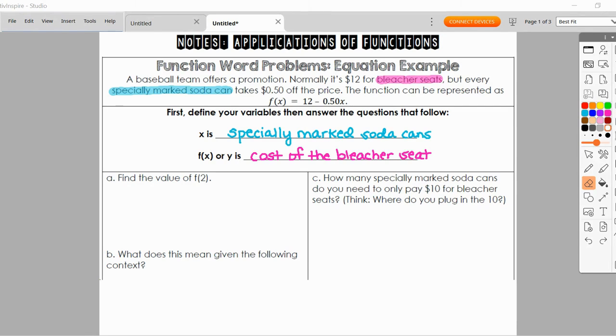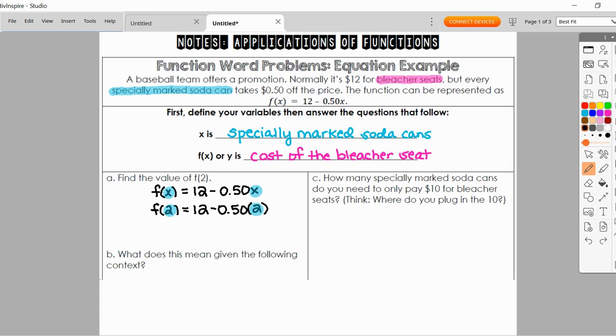Now we're going to go ahead and find the value of f of 2 here. So remember, I'm going to copy down my f of x function from above that they gave me. f of x equals 12 minus 0.50x. And everywhere I have an x, I'm going to replace it with the number 2 here. And remember, x is going to be my specially marked soda cans. So I'll highlight that in blue to help me remember, especially for the next problem. Whenever we're at an x, I replace it with 2.